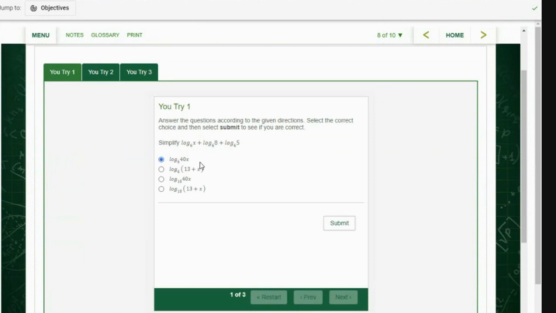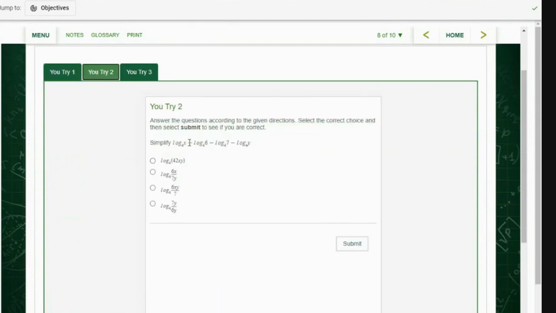So you get log 6 of 40x, right? 5 times 8 is 40 times x is 40x. Submit. Yes. 3 problems there. Then you have these problems.